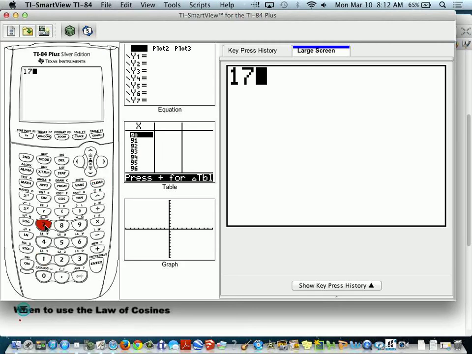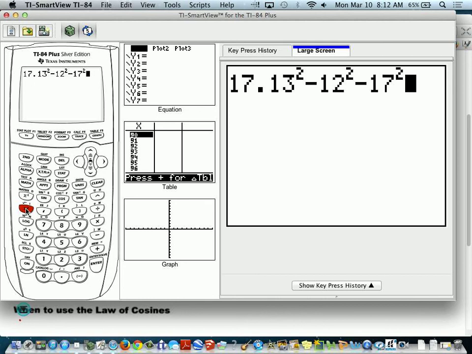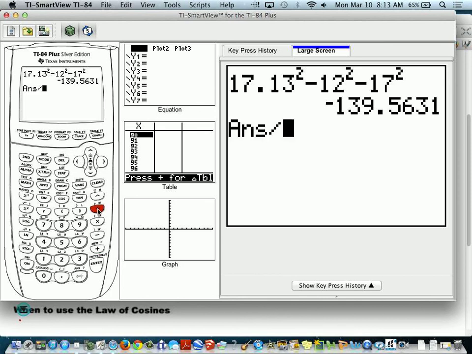So we had 17.13 being squared. I brought the 12 over, so I subtracted that, and then I subtracted the 17. Right? Let's go ahead and hit enter. So those are those numbers squared, kind of the Pythagorean theorem looking numbers, brought over. Then we divided by, and I'm going to put that in parentheses because there are three things there, the negative 2 times the 12 times the 17. That's what's on the bottom.